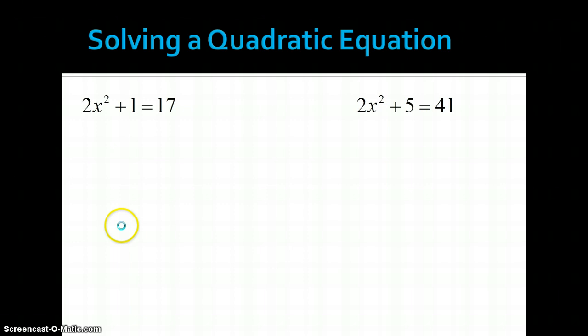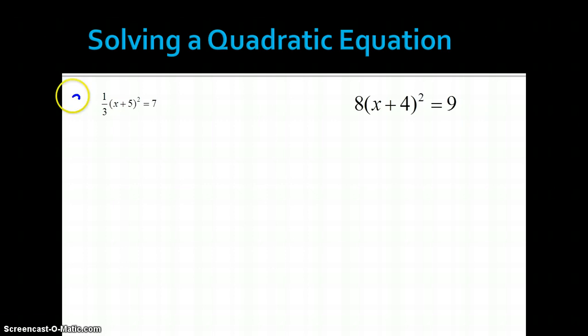We have one more form. If you notice, these have parentheses, so they do stand out in that they're different in that case. What we need to do to solve these is to get the parentheses squared term by itself. So if we look in the first one, I have 1/3 times that quantity x plus 5 squared equals 7. In this case, I will multiply both sides by 3 to get rid of the 1/3. I get x plus 5 squared equals 21.